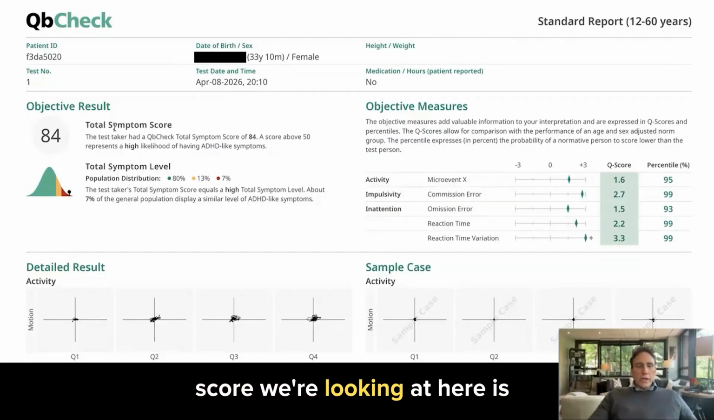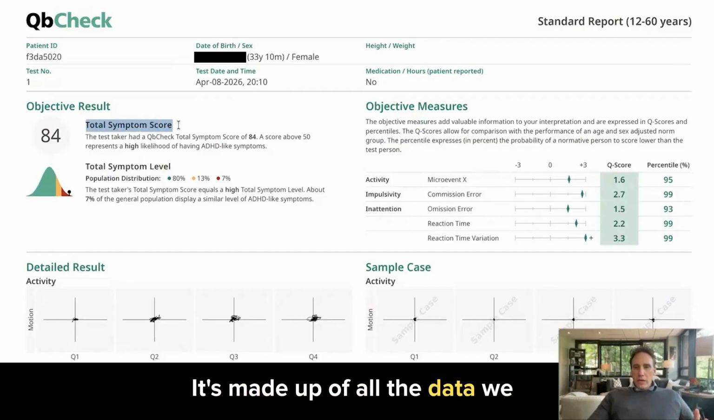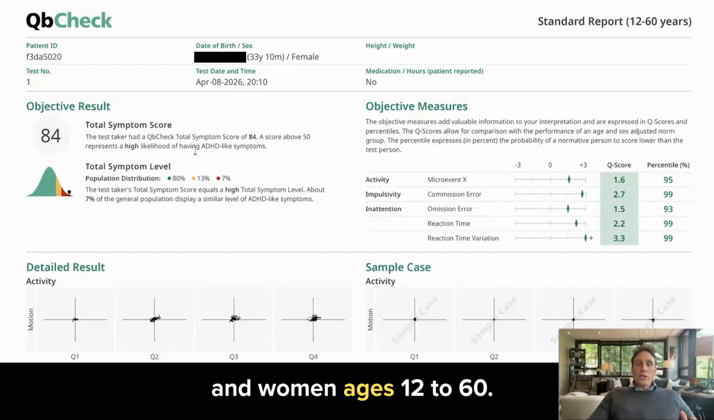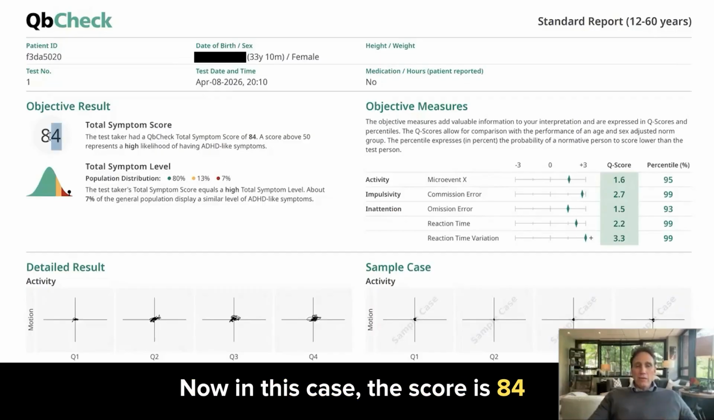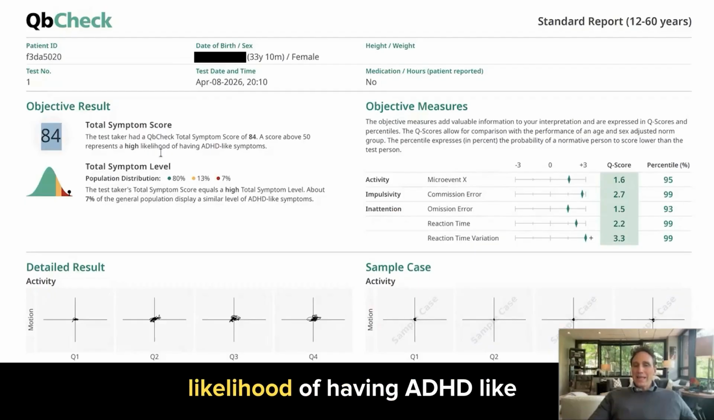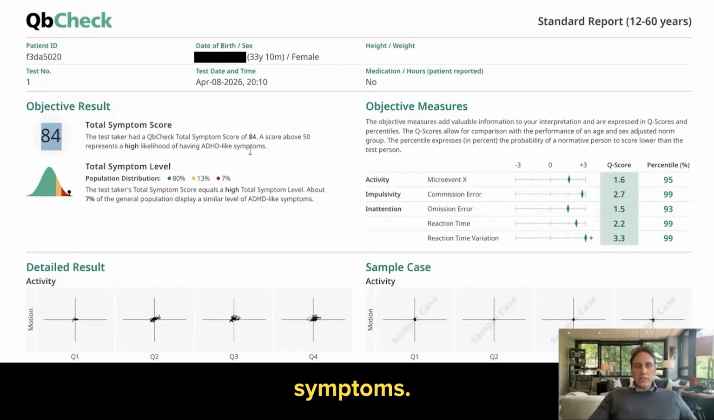And the first score we're looking at here is the Total Symptom Score. This score is a composite. It's made up of all the data we collect while the person is doing the test, and that data is combined into one single score and then compared to a general population, so that's boys and girls, men and women, ages 12 to 60. Now, in this case, the score is 84 out of a possible 100, and that represents a high likelihood of having ADHD-like symptoms.